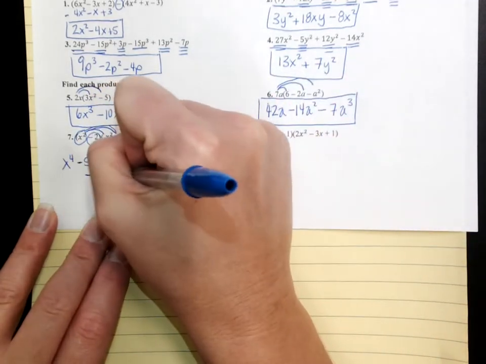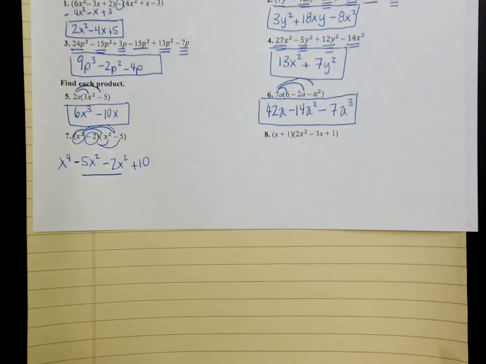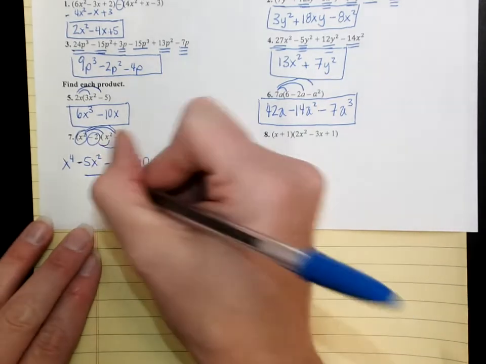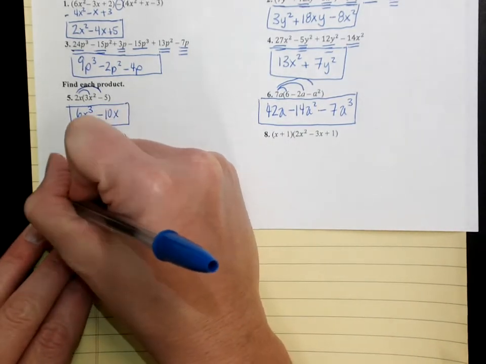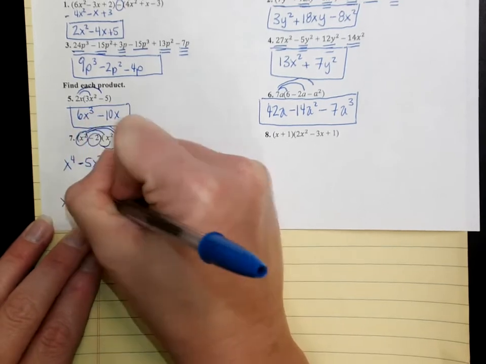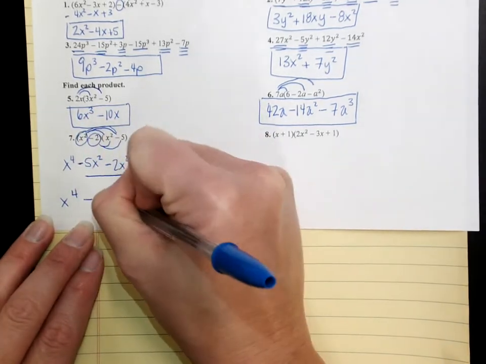I can now combine like terms. Negative 5x squared minus 2x squared is a negative 7x squared. So that's an x to the 4th minus 7x squared plus 10.